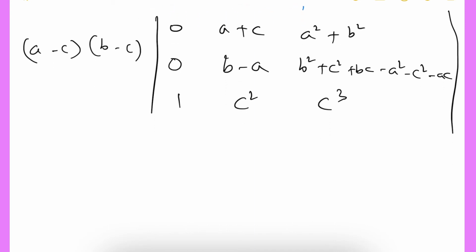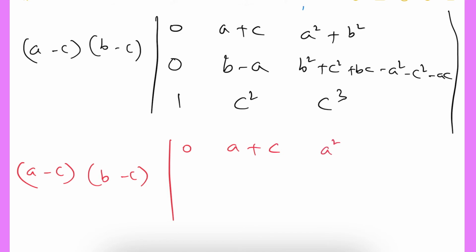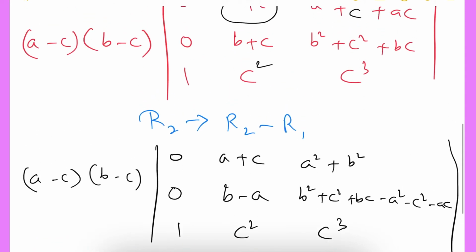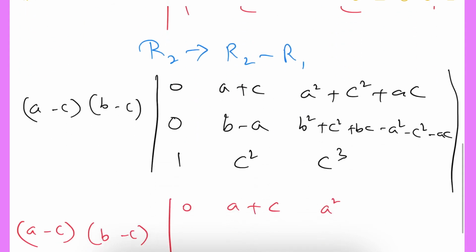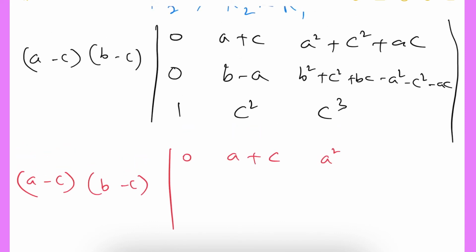Okay, now if we simplify further, outside a minus c into b minus c common, I mean as usual, into 0 a plus c. Oh sorry, here I wrote half only, that is a square plus c square plus ac, right? Okay, so first row as it is, that is 0 a plus c, then comes a square plus c square plus ac.